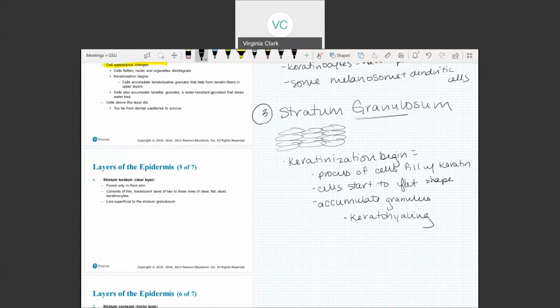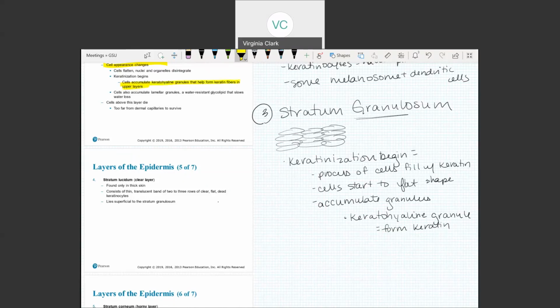Keratinohyaline granule with an E. And this type of granule is essentially going to be the strength, or it's going to be the keratin in our top layers. So as we continue moving up these layers of the epidermis, this keratinohyaline granule will actually form keratin. So that's this guy right here.